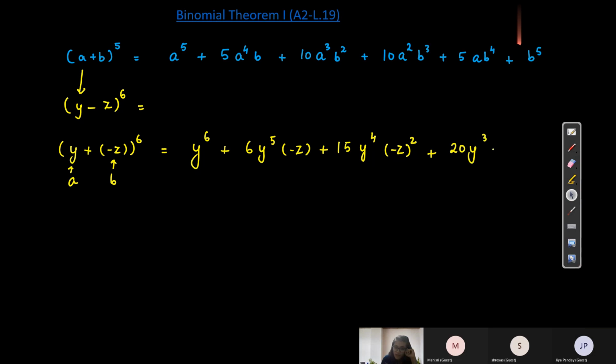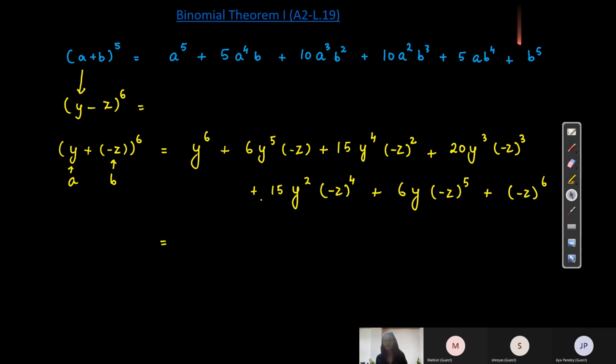y cube and negative z cubed. Now 2 will become 3. The next coefficient will be 10 plus 5, which is 15. So y square and negative z raised to 4. The next, 5 plus 1, that is 6. Okay, and y and negative z raised to 5. Then next we'll get y will disappear completely and you'll get negative z raised to 6.